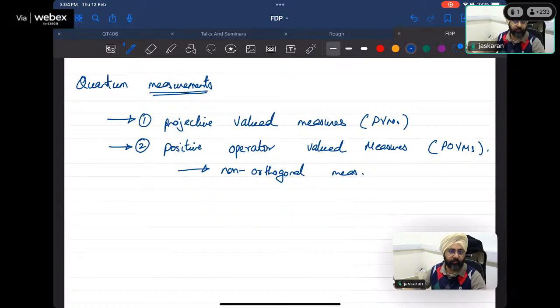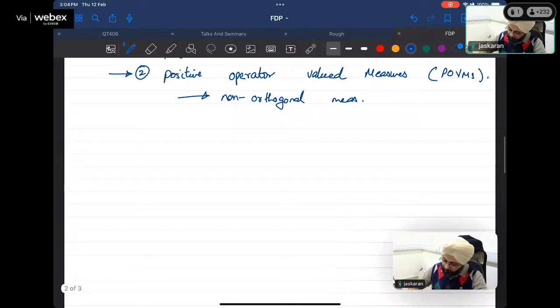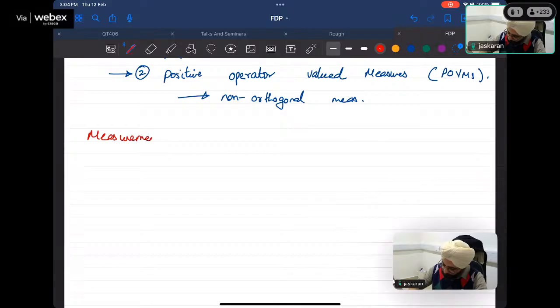Or approximate measurements as such. Okay, so let us first look at what is a measurement in general. Forgetting about quantum or classical or whatever, how do we even define what is a measurement?